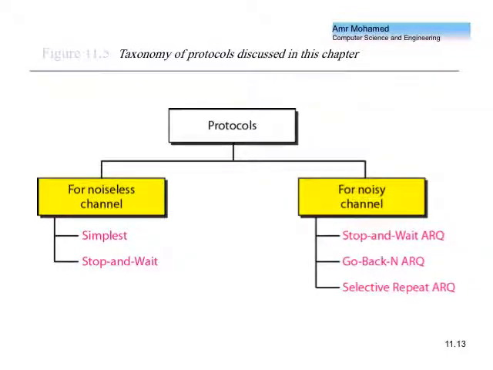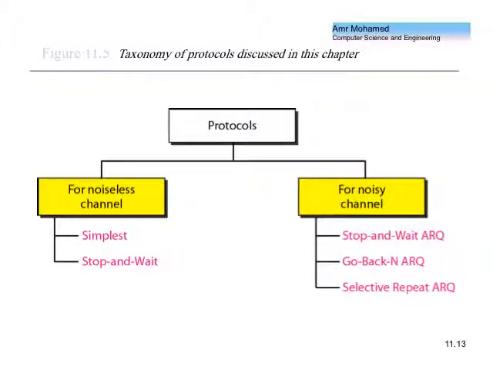So we stopped here last time. This is the taxonomy or the categorization of the data link control protocols that we have, and we said that we divide these into two categories. The category for noiseless channel, and by noiseless channel we mean that channel that's perfect. It does not cause any errors to the frames that are transmitted through that channel.